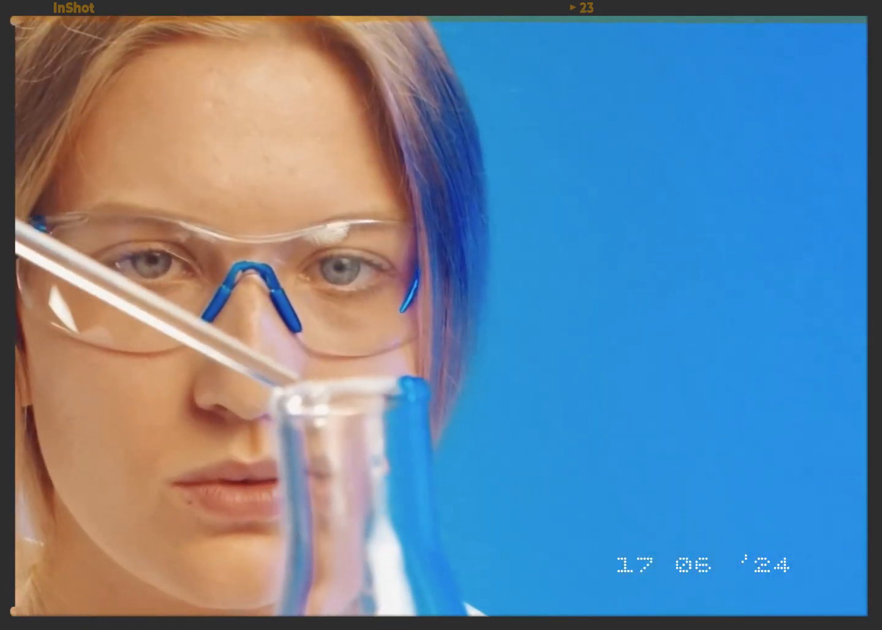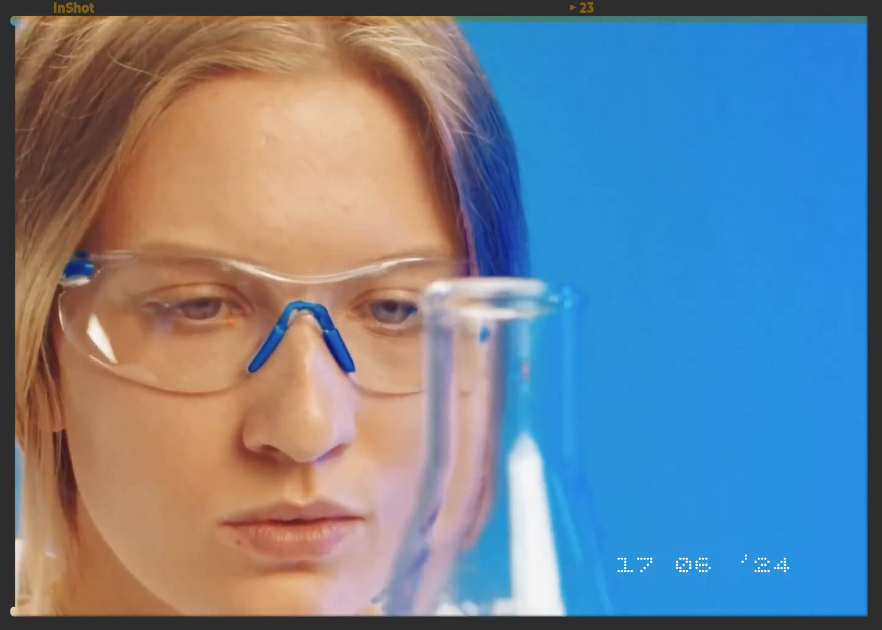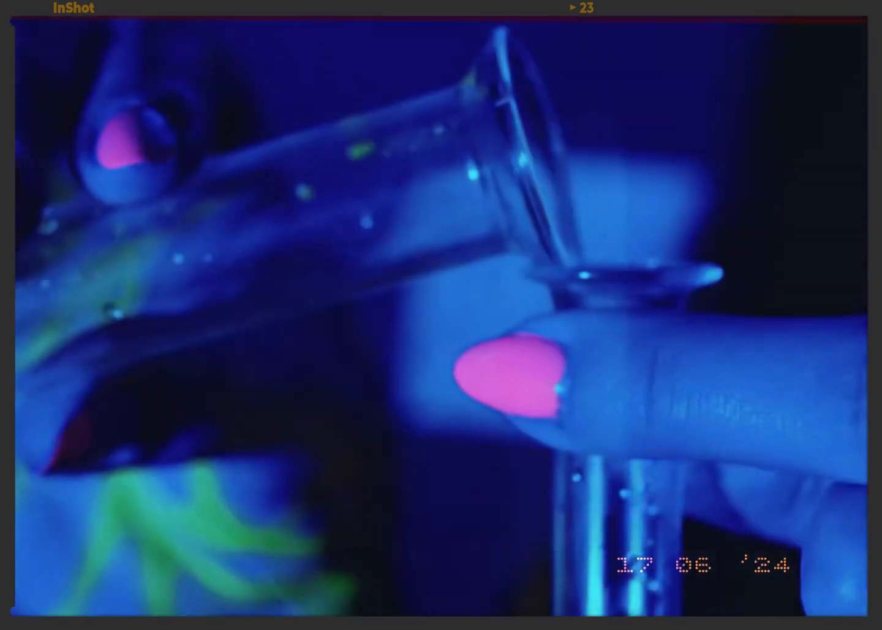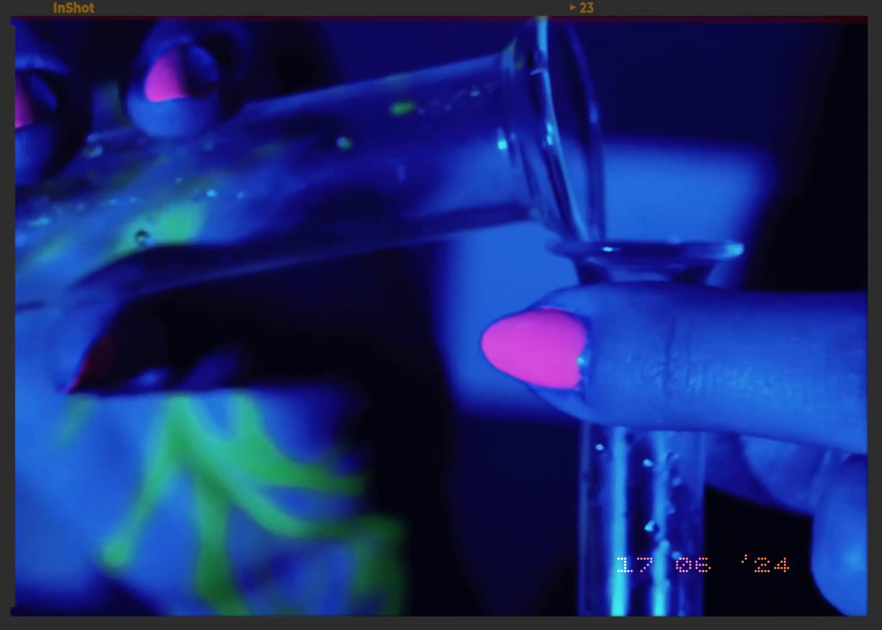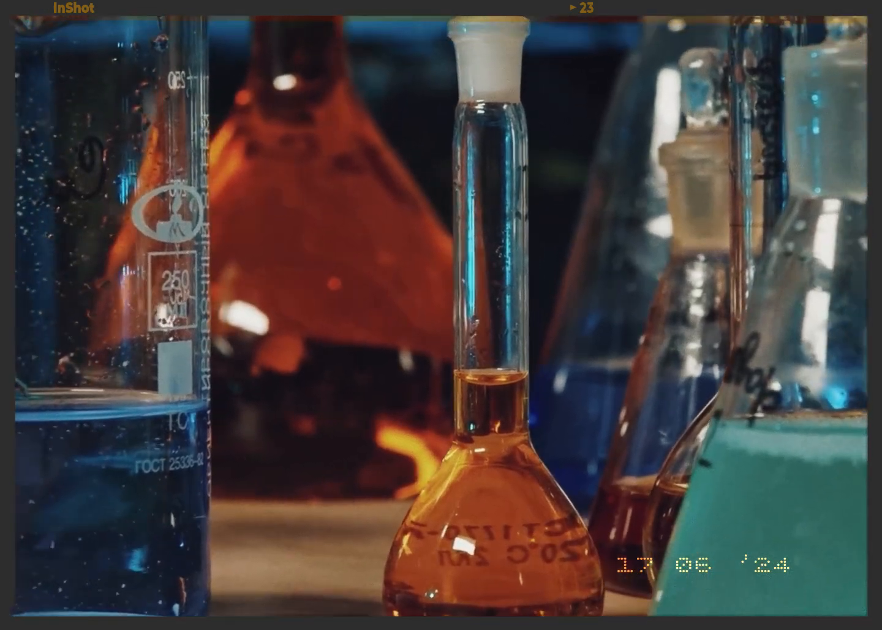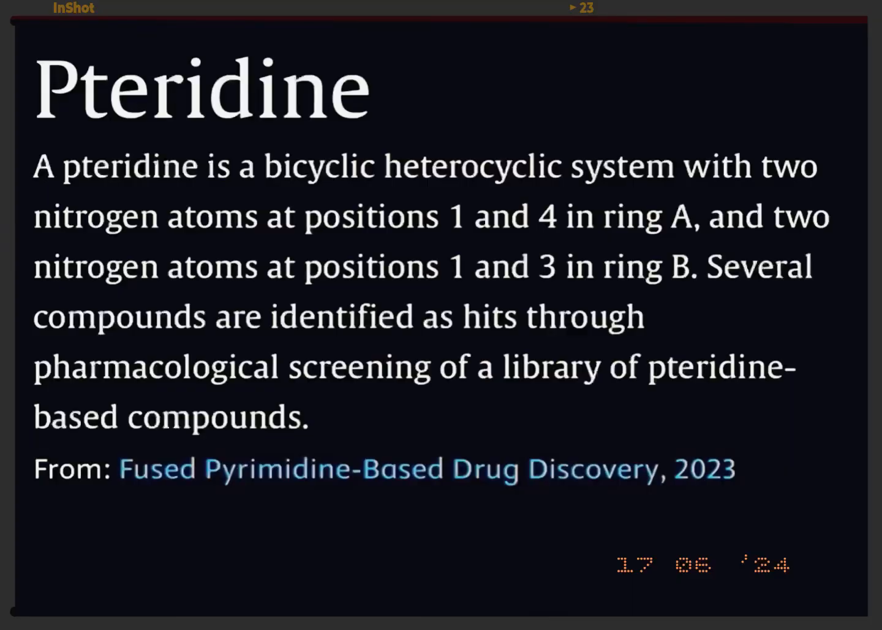Pyridoxine, pyridoxal, pyridoxamine, pyridoxal phosphate. Pyridoxine, R equals CH2OH. Pyridoxal, R equals CHO. Pyridoxic acid, R equals COOH. Pyridoxamine, R equals CH2NH2. Vitamin B4, adenine.